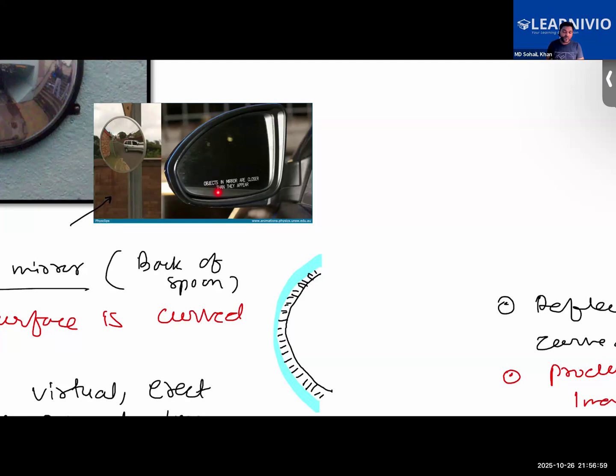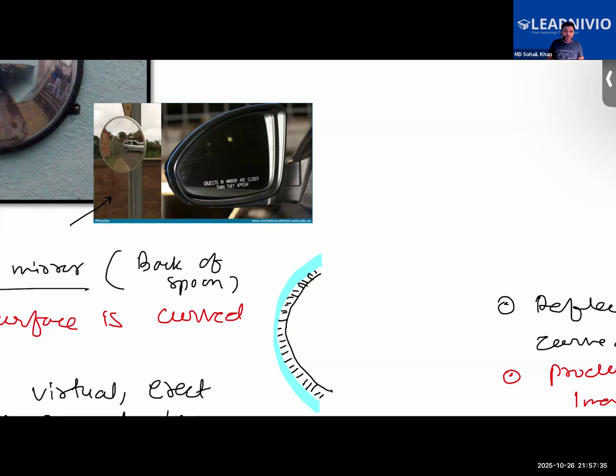You ever thought about why it is written that objects in mirror are closer than they appear in the rear view mirror of the cars? Sir, because people might get into accidents if they just think that's the actual distance to the object. So there's a high risk of accidents or negligence. Correct. But the main reason is that this convex mirror creates a wider field of view by making objects appear smaller and farther away than they actually are.